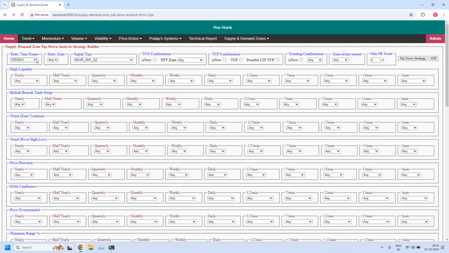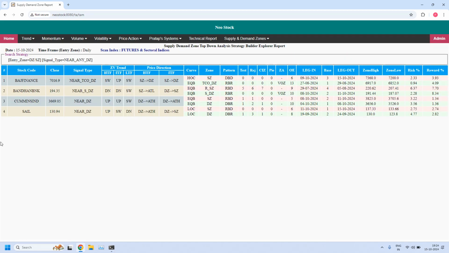Next time frame is daily. Let us find the stocks near daily demand zone. 4 stocks are filtered near to the daily demand zone. Let us identify high liquidity zones from this list. So we have Bandhan Bank. Bandhan Bank is having a daily high liquidity demand zone. So we have only one high liquidity daily demand zone from this list.